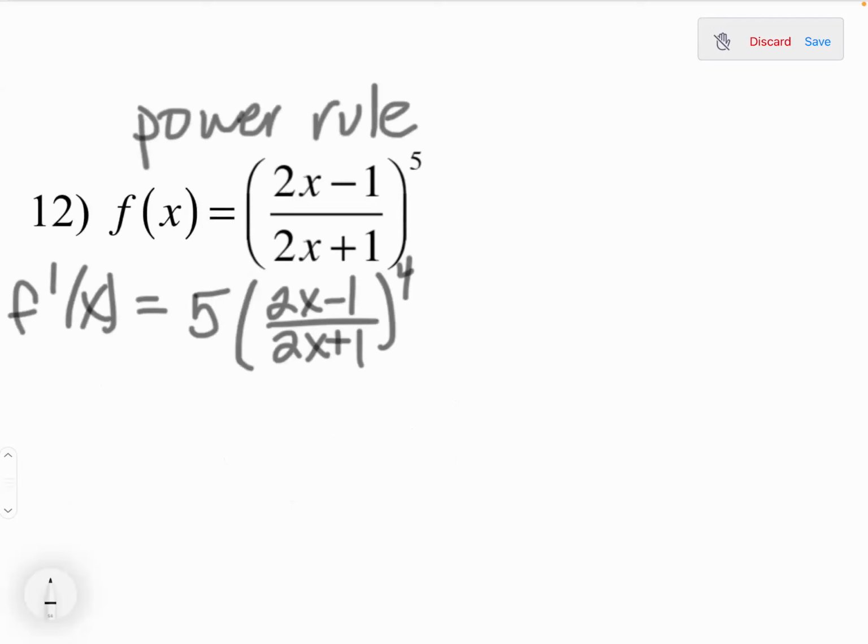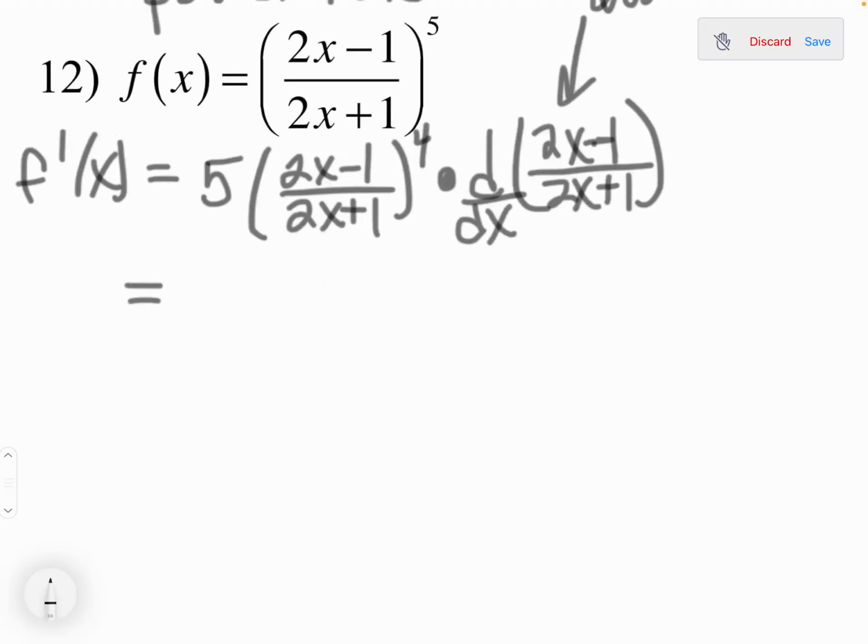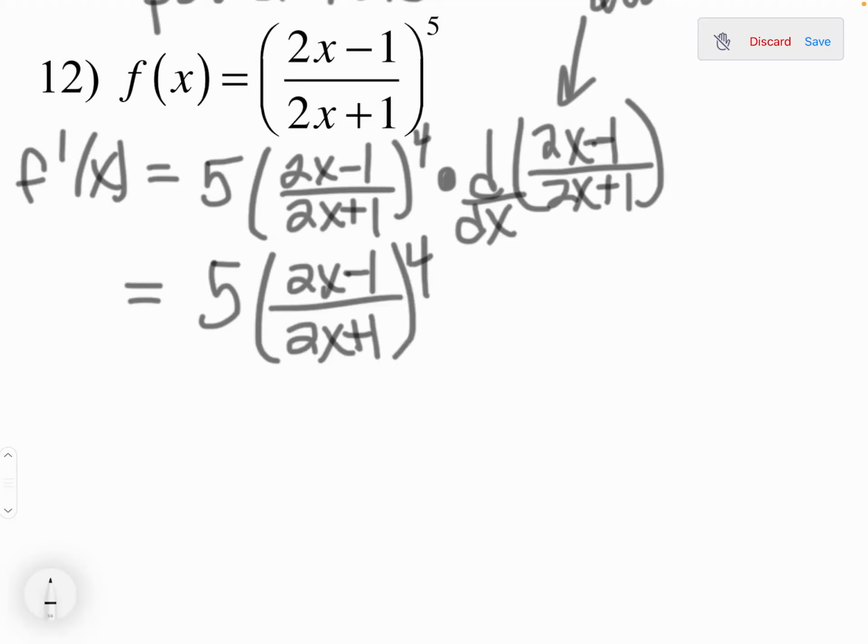And now we have to take the derivative of this inside piece, which would be d dx of 2x minus 1 all over 2x plus 1. Well, what is the derivative of that? We're now going to have to use quotient rule. So we get 5 times all this stuff, 2x minus 1 all over 2x plus 1 raised to the 4th power. And now we're going to have a big quotient rule here.